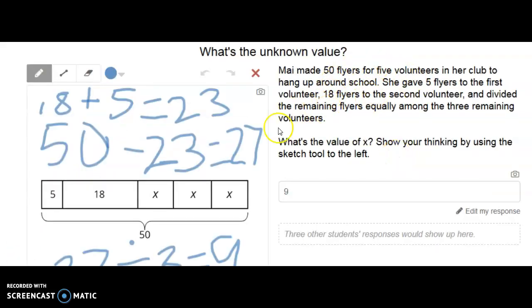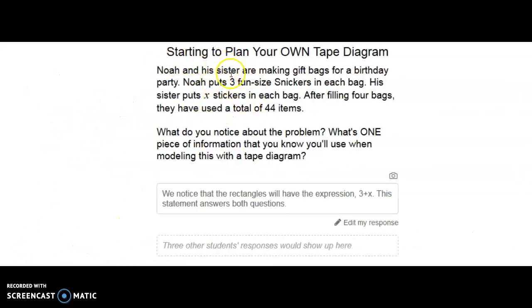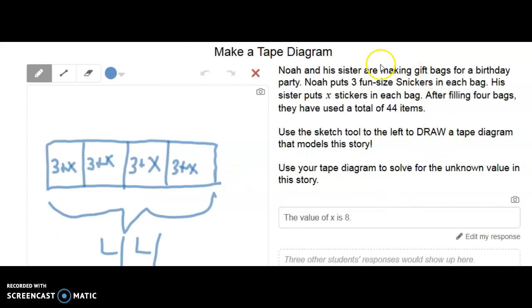So read the problem, label the bar model, write a response. Read this problem and then write about what you notice. What's one piece of information that you know you'll use when you're going to model this with a tape diagram? Read the problem, create your own sketch or your own tape diagram. Make sure that you include labels, and then write about what you did.